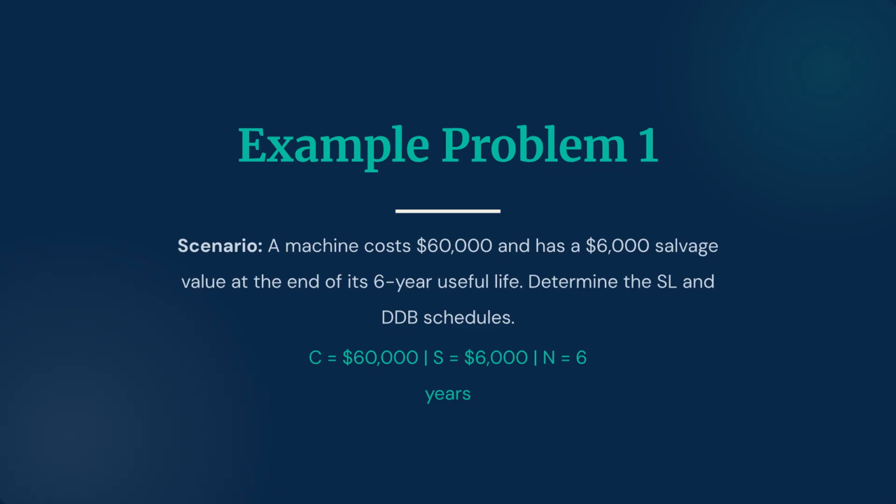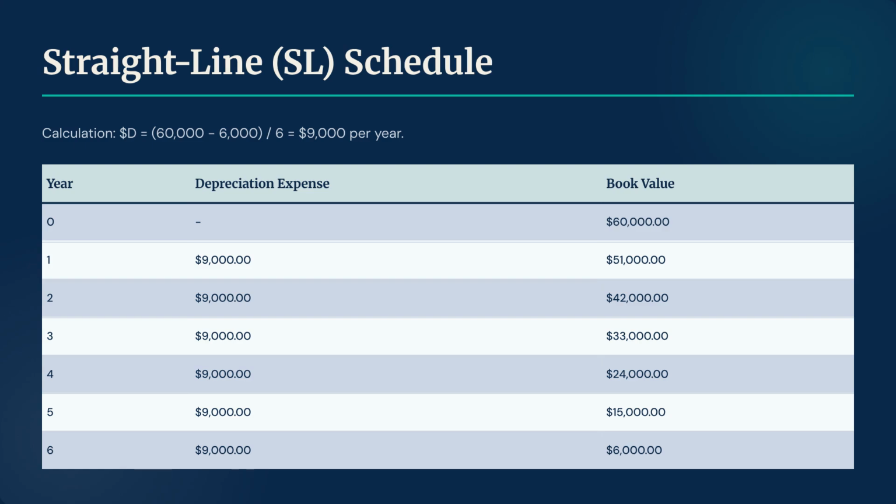Let's review our first example problem. A machine costs $60,000, has a $6,000 salvage value, and a 6-year useful life. We need to determine the SL and DDB schedules. For the straight line schedule, the annual depreciation is calculated as $60,000 minus $6,000 divided by 6, which equals $9,000 per year. As you can see, the depreciation expense is constant for all 6 years, resulting in a book value of $6,000 at the end of year 6.